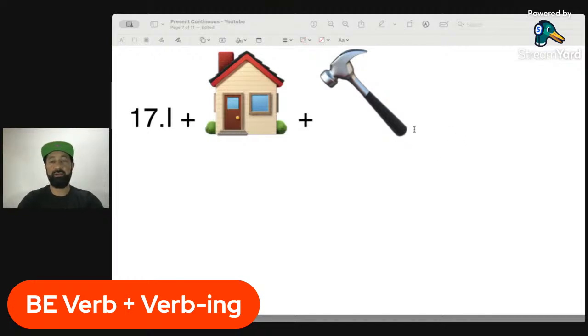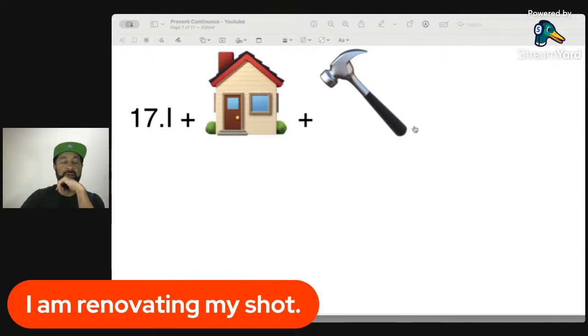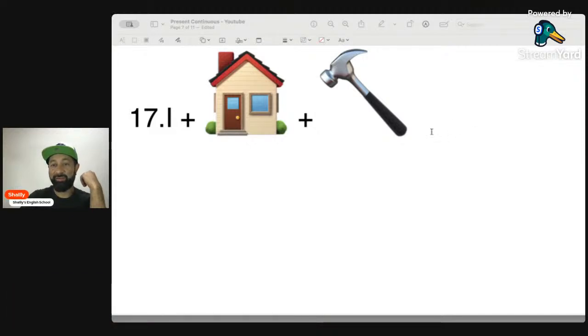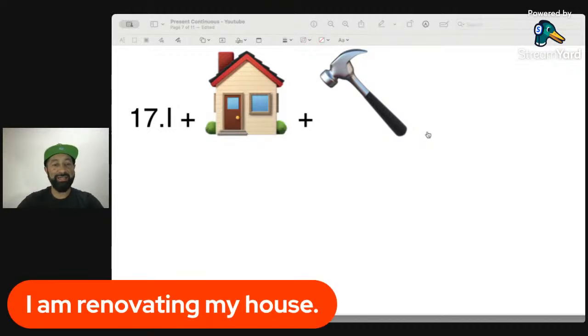All right, so I am renovating my shop. Okay, I'm renovating, oh, sorry, not my shop. Don't know why I'm doing that. I'm renovating my, there we go, house. Got too much caffeine in my brain. I'm renovating my house. Perfect.